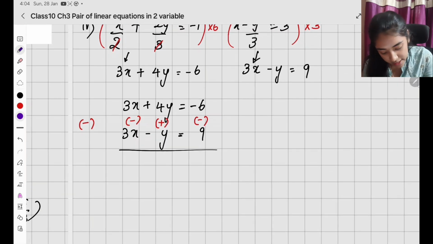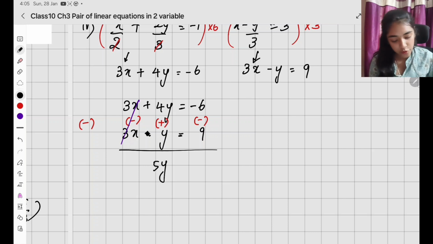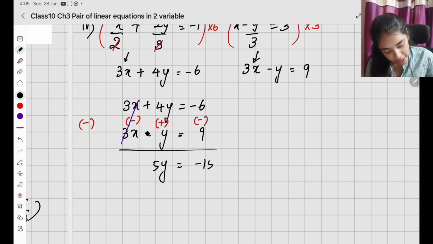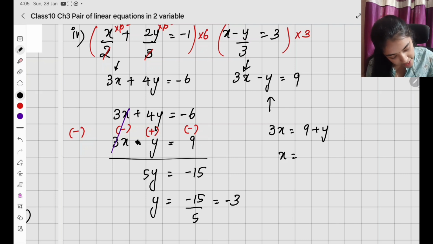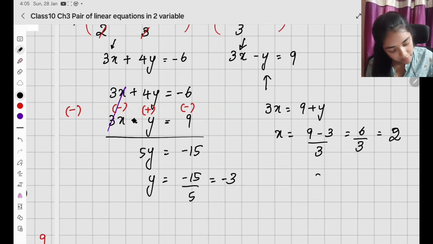So this is going to be 3x minus 3x cancel ஆயிடும். Then 4y plus y is going to be 5y. அப்போ இந்த சைனை மறந்துருங்க. Okay? So 4y plus y is 5y equals minus 6 minus 9 is going to be minus 15. So we have y equals minus 15 divided by 5 which is going to be minus 3. Okay? இப்போ இங்க substitute பண்ணா we have 3x equals 9 plus y. So x equals 9, y என்ன? Minus 3 divided by 3. So we have 6 divided by 3 which is going to be 2. So we have x equals 2 and y equals minus 3.